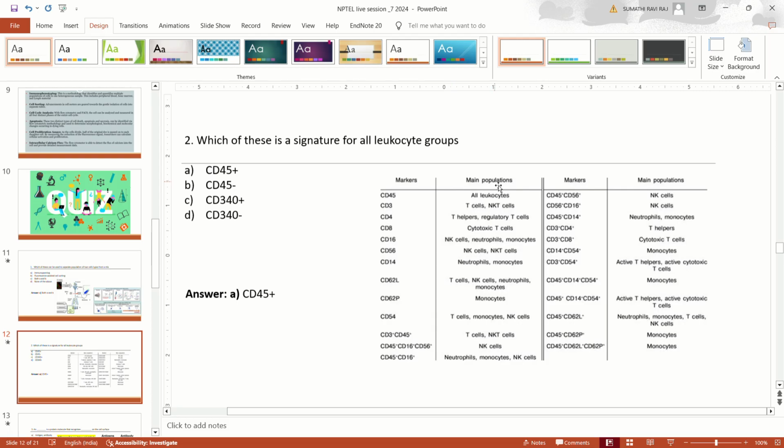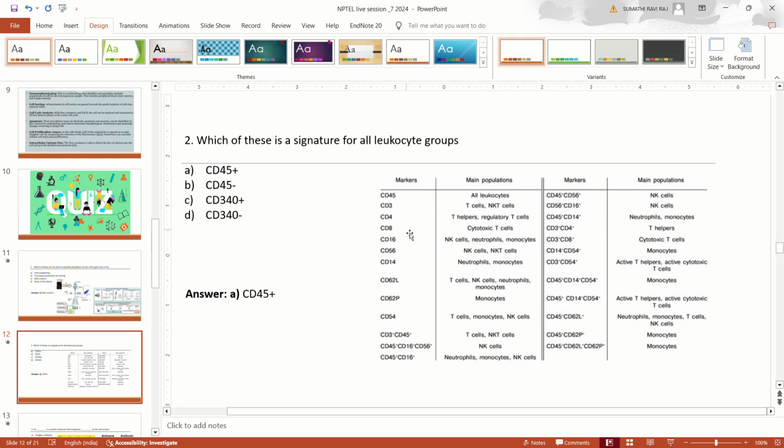So if you have a mixture of blood cells, or a mixture of cells from a sample, and you want to isolate only leukocytes, all the leukocytes, then you can use your CD45 as your marker tag, and all your leukocytes will be separated in your container. Now again, within your leukocytes you want to isolate different types of cells. Then you can use a combination of these markers to get your main population.